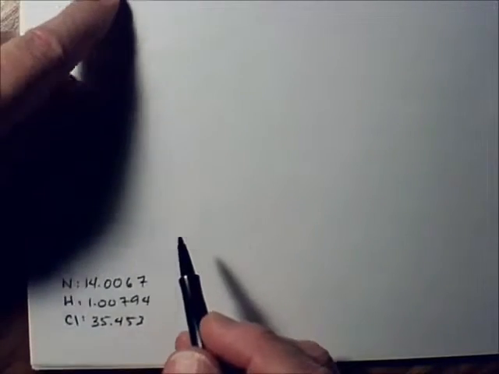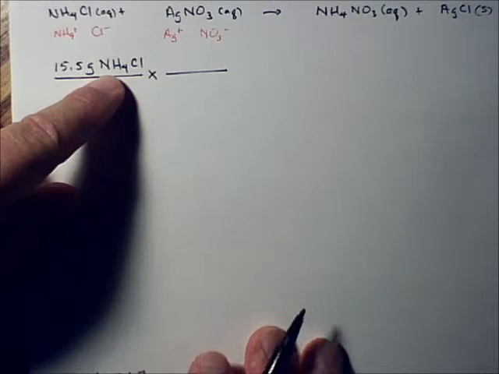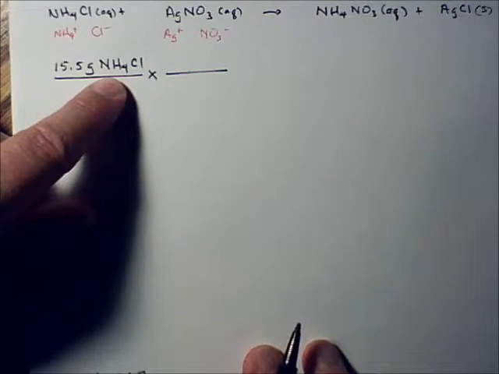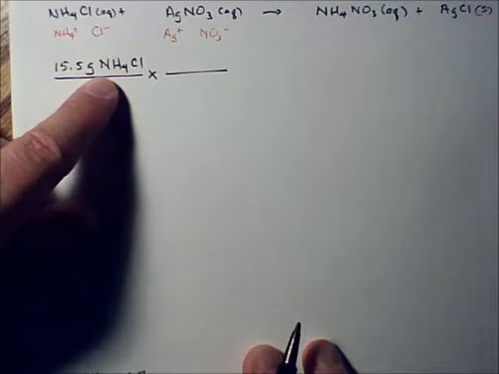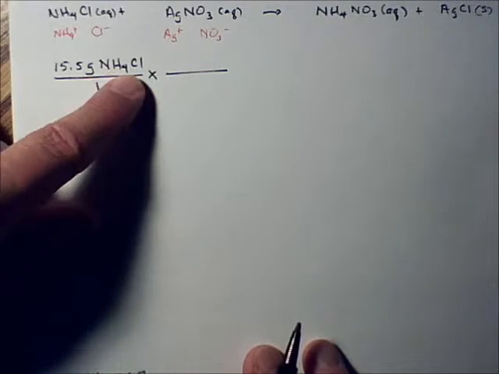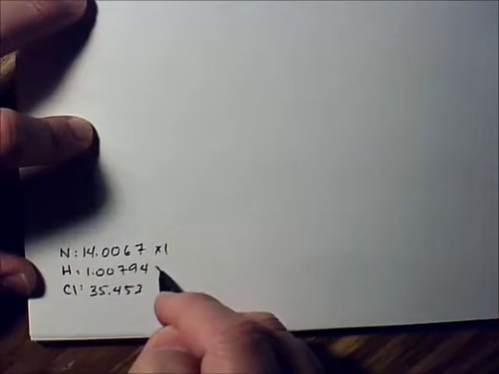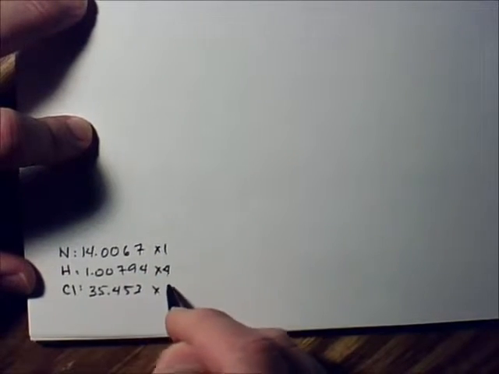All right, so what we're going to do is we're going to look at the formula, and we're going to multiply the atomic masses by the number of elements or atoms we have in the formula. So I have 1 nitrogen, 4 hydrogens, and 1 chlorine. So we're going to multiply this by 1, this by 4, and this by 1.